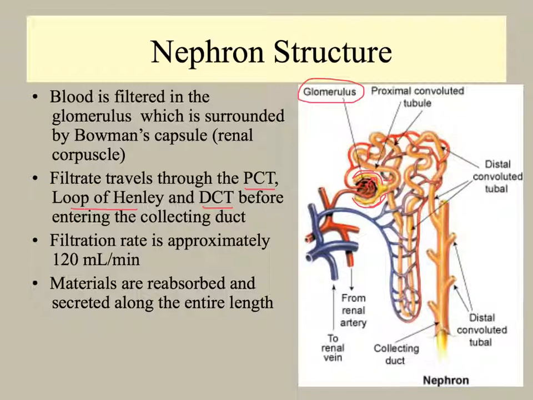The filtration rate is approximately 120 milliliters a minute. So in about 10 minutes, a full liter of fluid has moved out of your blood and into the system in your kidneys. Now obviously most of it has to move back because you only have about 7 liters of blood, and so in an hour you would be a completely dried out, dehydrated husk so far as your blood's concerned. So really, most of the filtrate that goes out is actually reabsorbed.